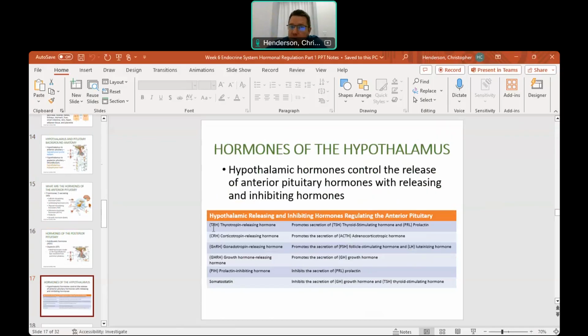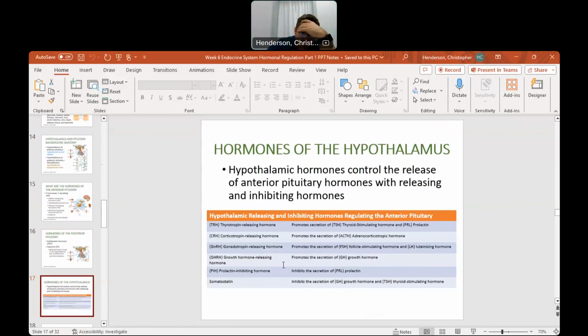The follicle stimulating hormone is going to act on the testes and the ovaries. In the testes, it's going to make sperm. In the ovaries, it's going to make egg. I like to think of follicle as something that grows like a seed, and I think of the egg and the sperm as seeds. The luteinizing hormone is going to make the testes and the ovaries secrete testosterone.